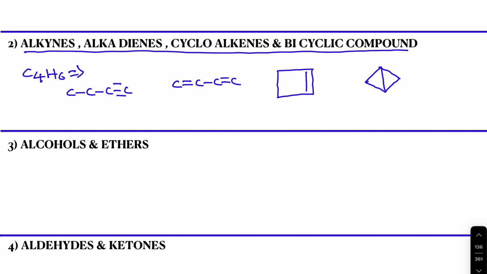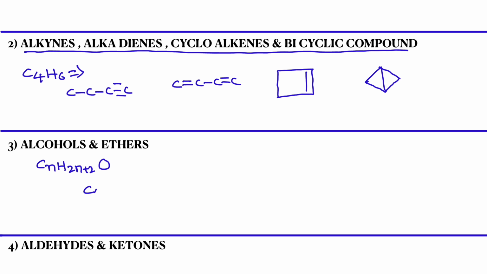Next one, alcohols and ethers. In case of alcohols and ethers, they have the general formula CnH2n+2O. If you can recollect, while finding degree of unsaturation, oxygen does not affect it. While converting this oxygen compound into the corresponding hydrocarbon, you have to remove oxygen without disturbing the number of hydrogens. That point we already discussed in the degree of unsaturation video. CnH2n+2, so degree of unsaturation is 0.